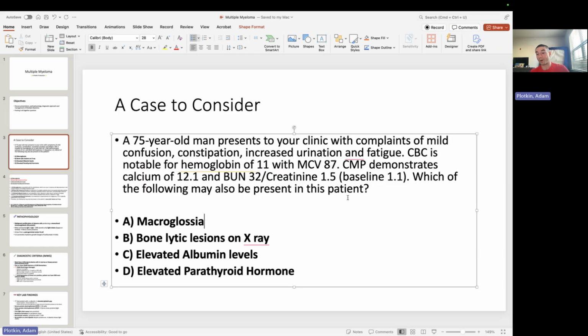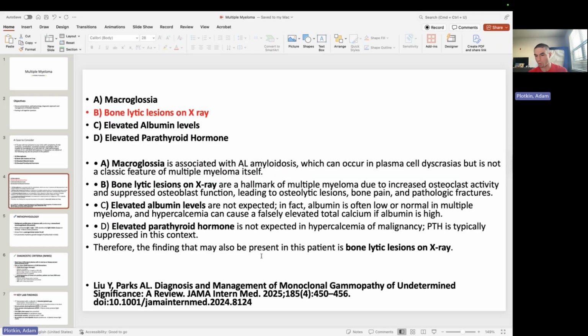So that last piece, the CRAB mnemonic, which we're going to talk about very soon here, that B in the CRAB mnemonic stands for bone lytic lesions and back pain. So the best answer for this question would be bone lytic lesions. And we'll talk about the mechanism behind those bone lytic lesions.